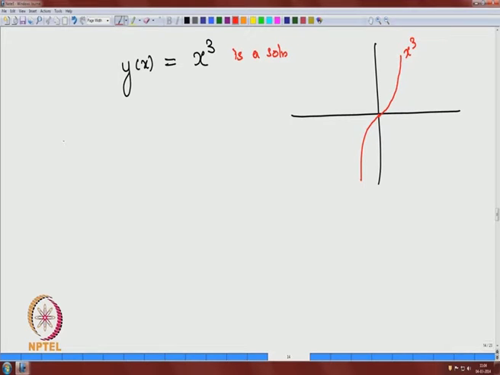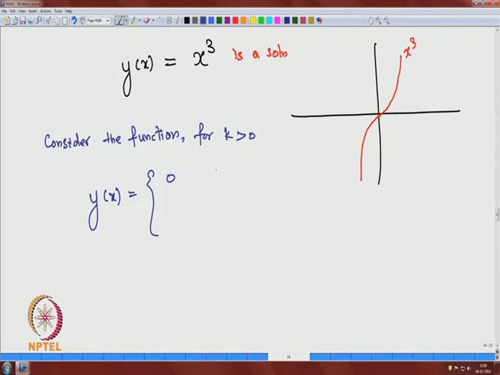And we can also see that, consider some other functions. Consider the function, for k a positive constant, y(x) defined by y(x) is equal to 0 for x less than or equal to k and greater than or equal to 0, and (x minus k) the whole cube for x strictly greater than k. So if you consider these functions for every positive value of k, this gives a family of functions y_k.